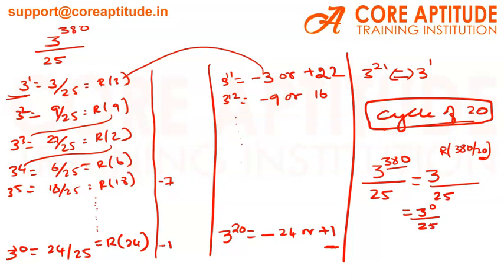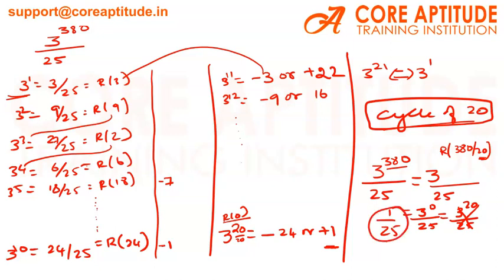What does it mean? 3 power 0 means it's nothing but 3 to the power 20 divided by 25, because 20 divided by 20 gives the remainder 0. So whenever you get remainder 0, that will be equivalent to 3 to the power 20, because it repeats for every cycle of 20, right? Here fortunately 3 power 20 is plus 1. Whenever you get plus 1, you will get the next value repeating. So I can either check 3 power 20 divided by 25, or simply 3 power 0, which is anyway going to give you 1. So it will be 1 divided by 25.